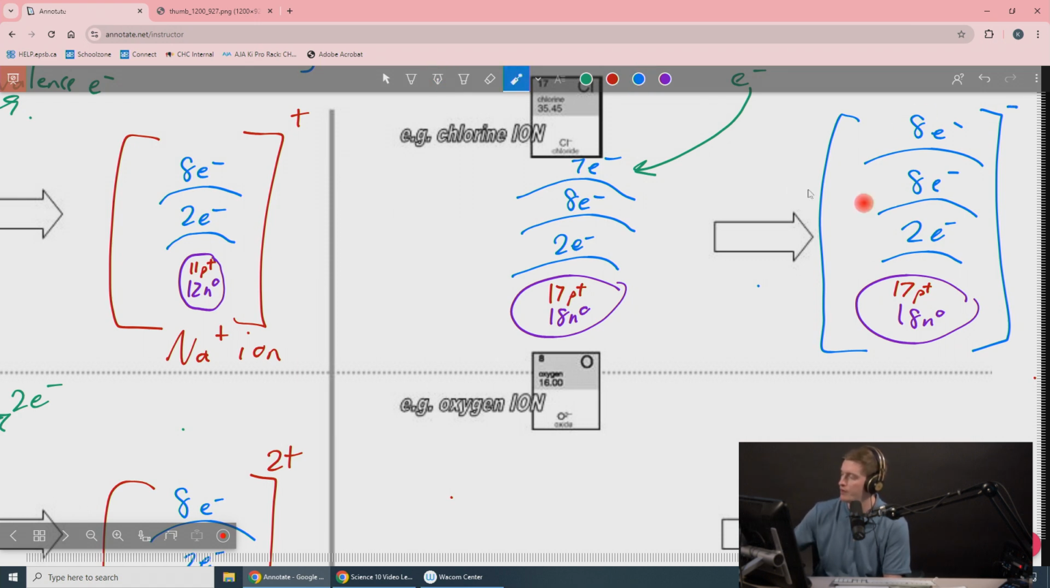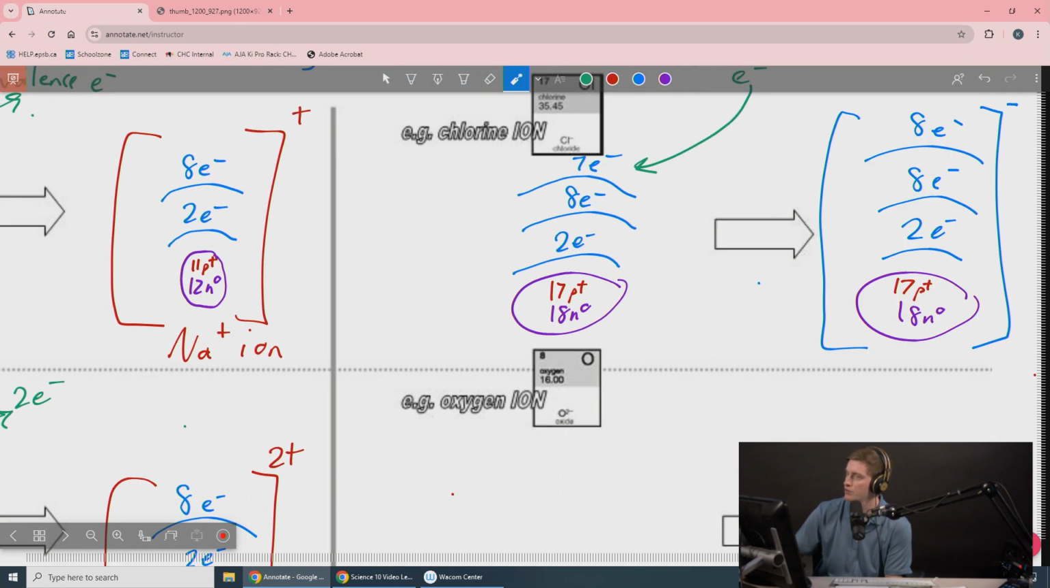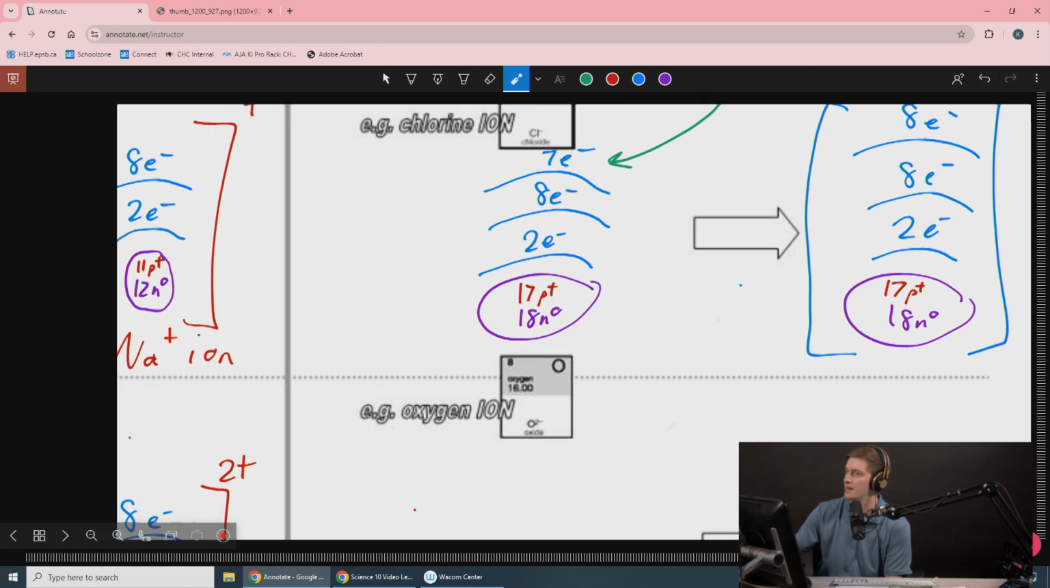Your Bohr diagrams for ions should always have the outermost energy level filled. For sodium, the outermost energy level is filled, full 8. For chlorine, same thing. However, for sodium, we filled this by getting rid of, well, this was already full, but we made it our outermost energy level by getting rid of this 1 valence electron, whereas for chlorine, we have filled our outermost energy level by gaining an electron.